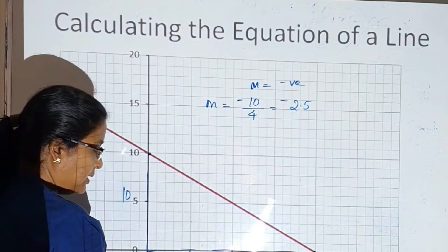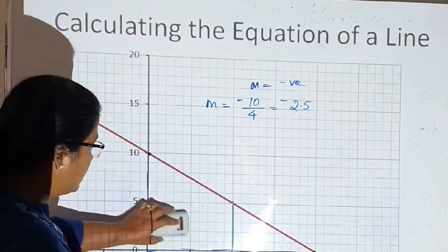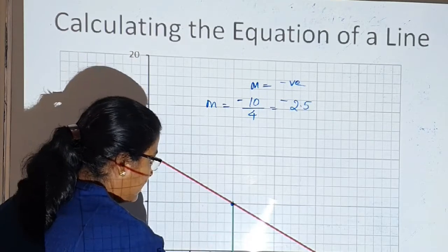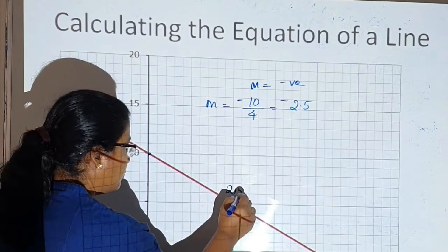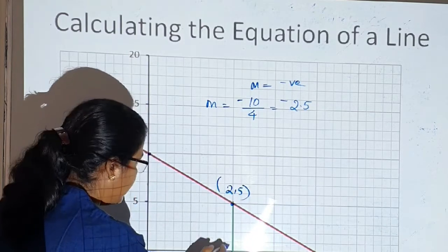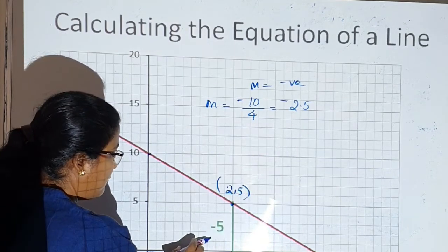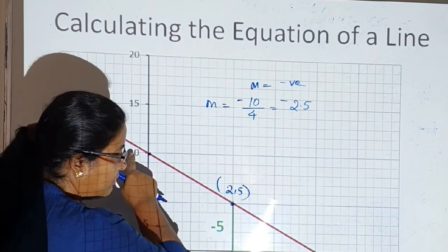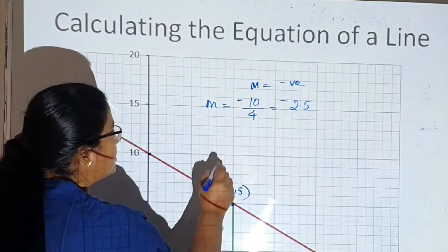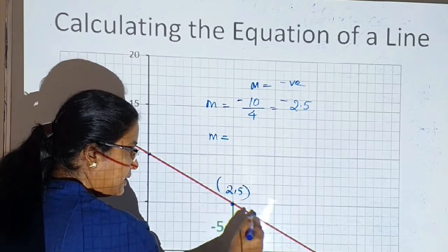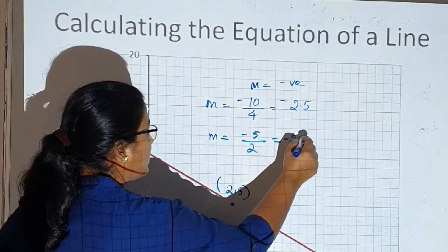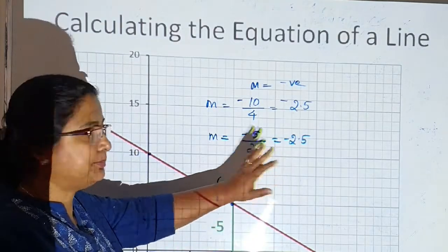Or you can choose any other point, I mean a small triangle here. This is the point 2, 5. I pick this. Here the change in y is 5. Why do I put negative 5? Because the graph is moving downward. And the change in x here is 2. So by using this triangle also, we get negative 5 over 2, which is negative 2.5. Both ways, you get the same gradient.